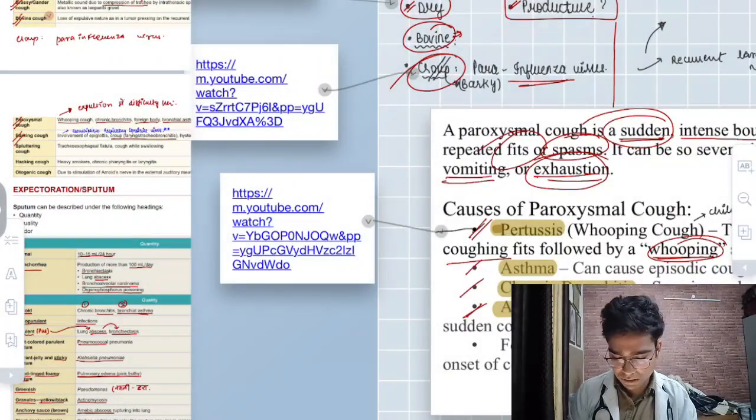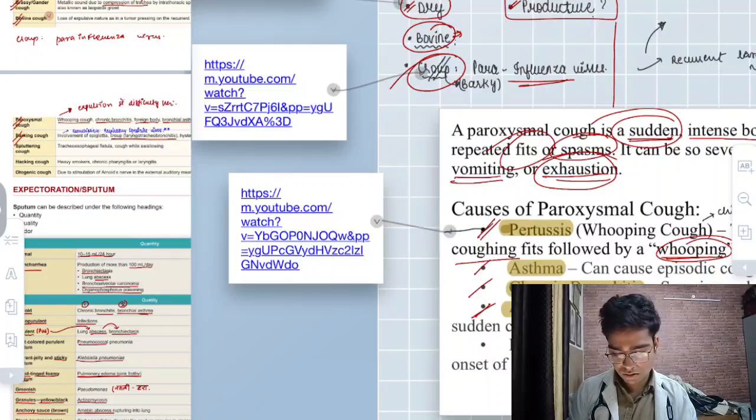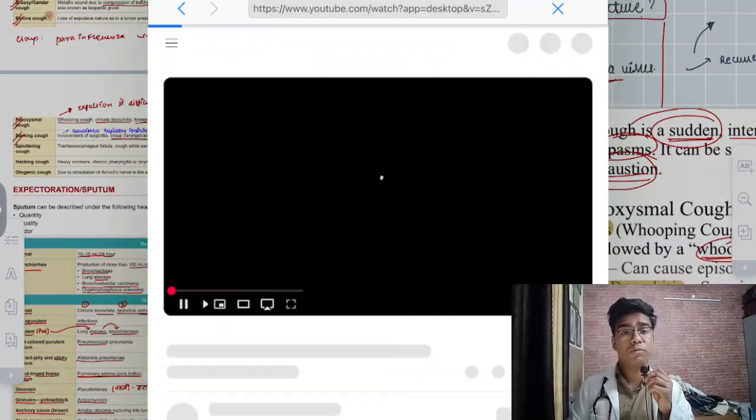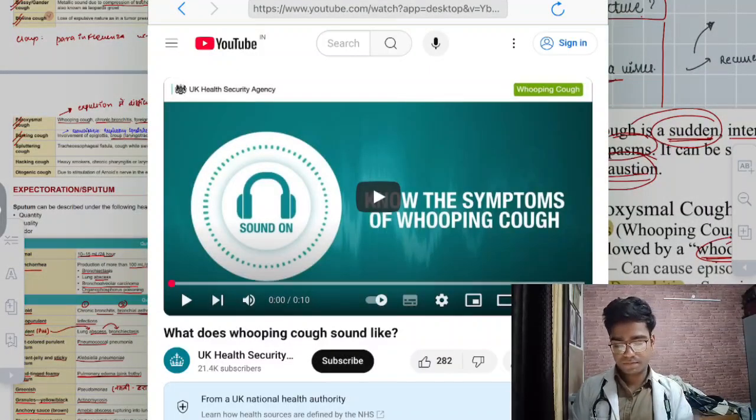It's a typical whooping cough. Now I'm going to show you the whooping cough.